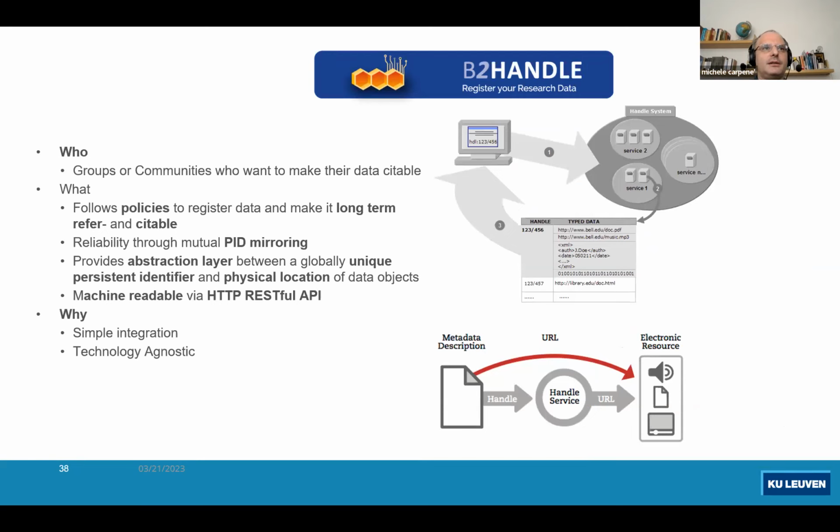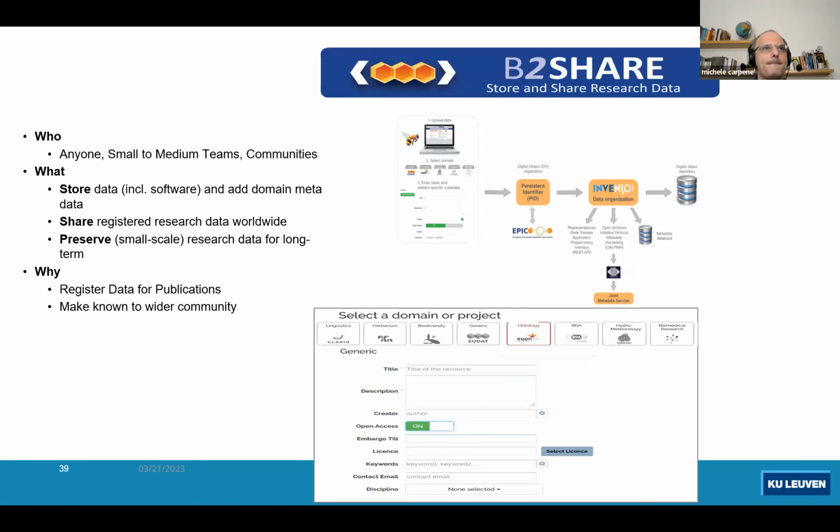B2Handle just provides the PID creation and registration for long-term preservation. PID mirroring provides an abstraction layer between the globally unique persistent identifier and the physical location. It's simple to integrate and technology agnostic. B2Share just provides a web interface in order to ingest the data and provide PID functionality as well, and recently has been integrated also with B2Safe in order to connect to the existing replicated data on the B2Safe instances. It is able to register data for publication, share, register research data worldwide, and preserve research data for the long term.